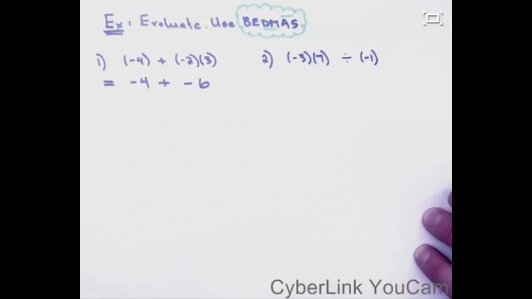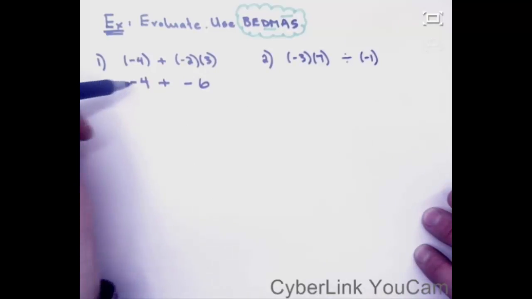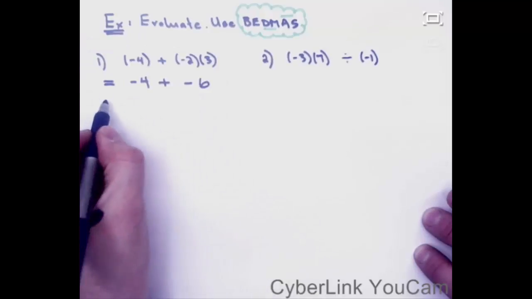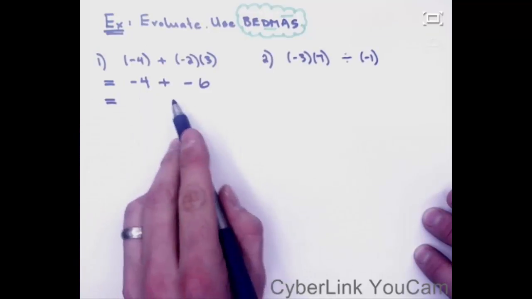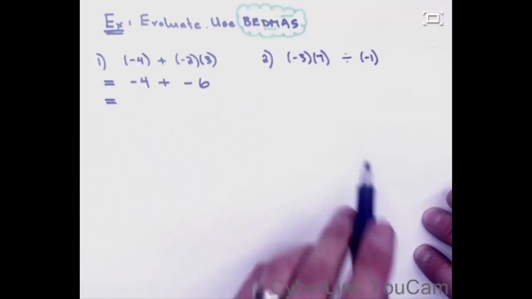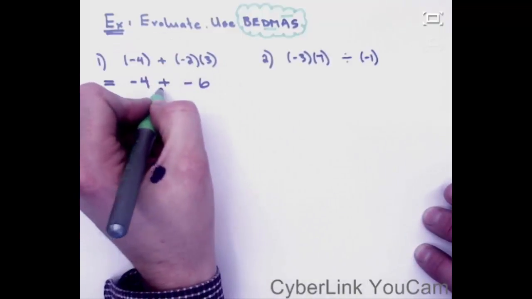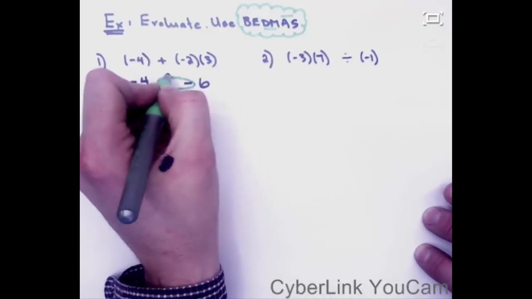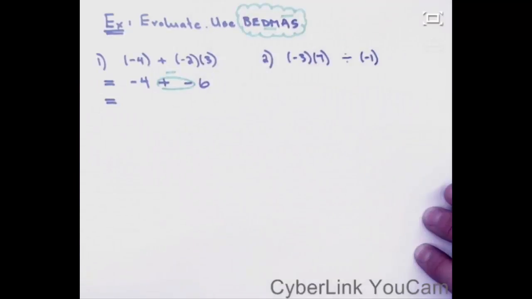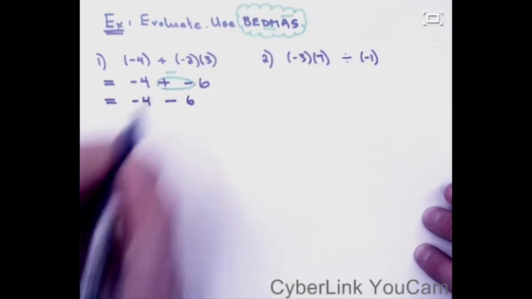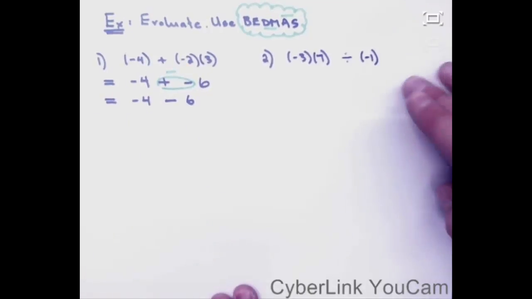Then we look for BEDMAS again on our new line of math, and we look left to right. It says -4 plus or minus 6. We remember from the last lesson that plus with minus is really a subtraction. So all we have here is -4 take away 6, which we know to be -10.